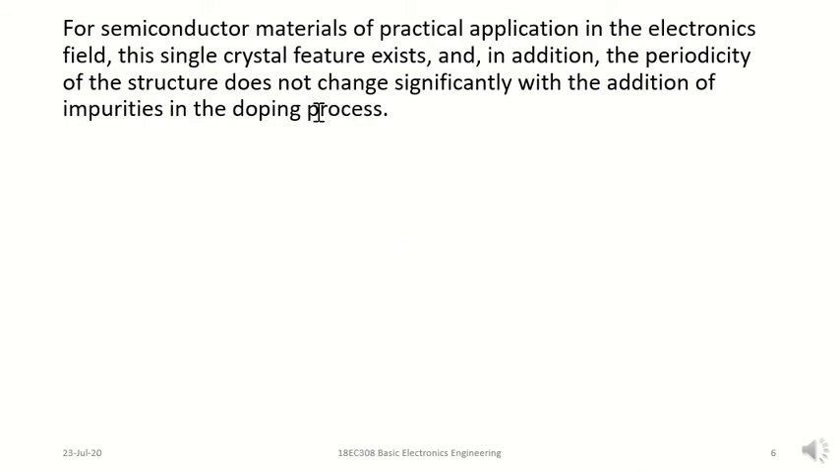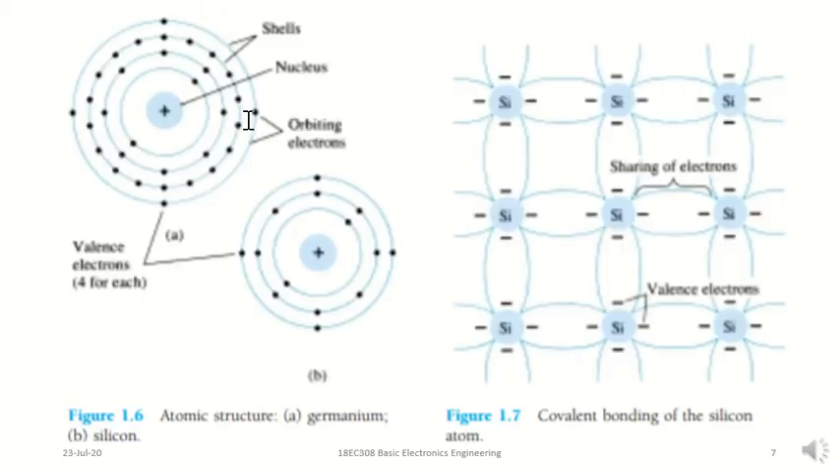Moreover, the important property of a semiconductor is that if you add an impurity, it doesn't affect the periodicity of the structure. The periodicity of the structure does not change significantly with the addition of impurities in the doping process. That is one of the important factors why people choose semiconductors for manufacturing electronic equipment. If you add an impurity, its structure will not change much.